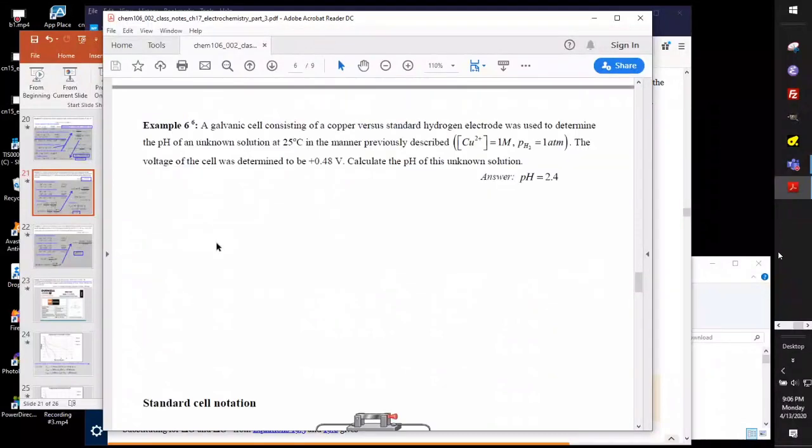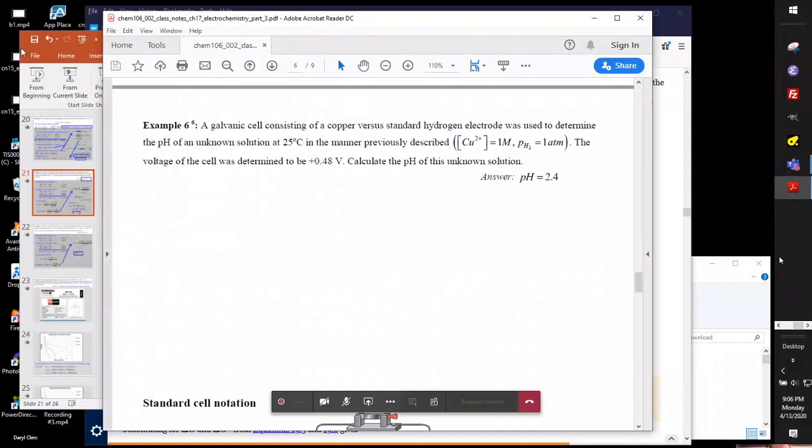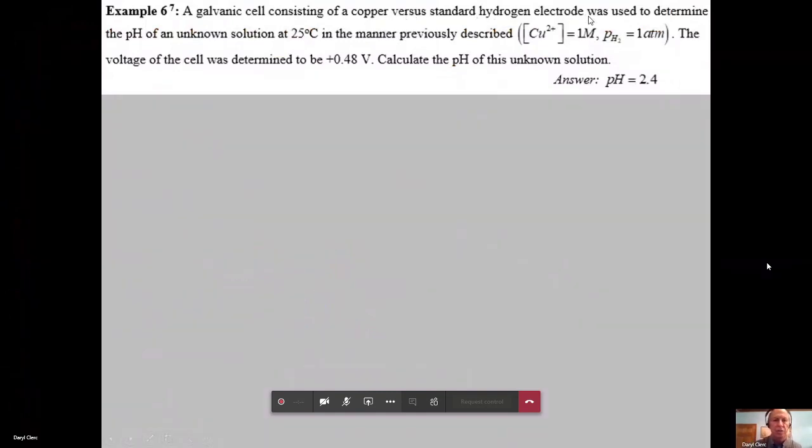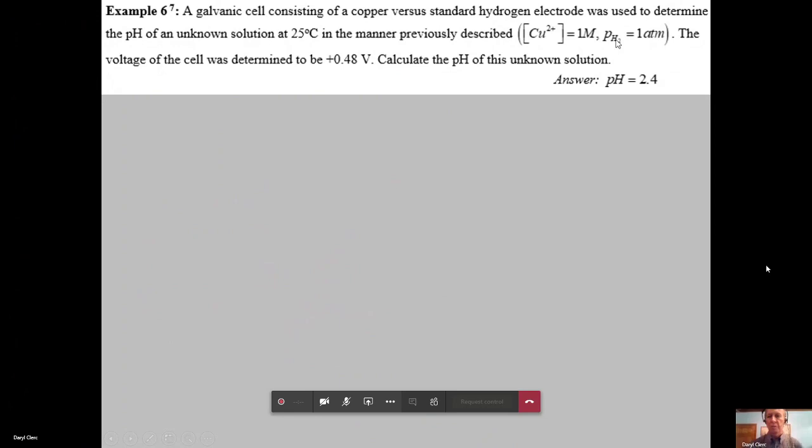All right, so let's look at an example of that, example 6. Here we have a galvanic cell. Here we have copper versus the standard hydrogen electrode, and it's just like the one we went over. We fix the copper concentration at 1 molar. Pressure of H2 is 1 atmosphere. And then we measured a voltage of 0.48 volts. So from that information, let's calculate the pH.